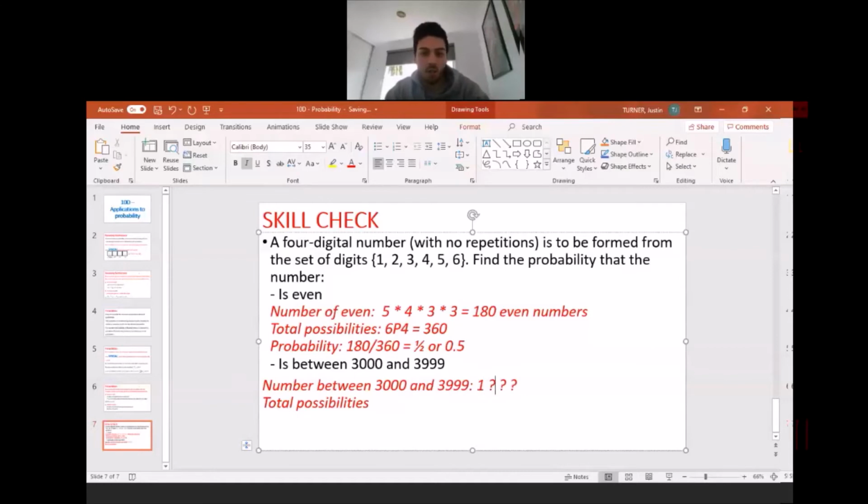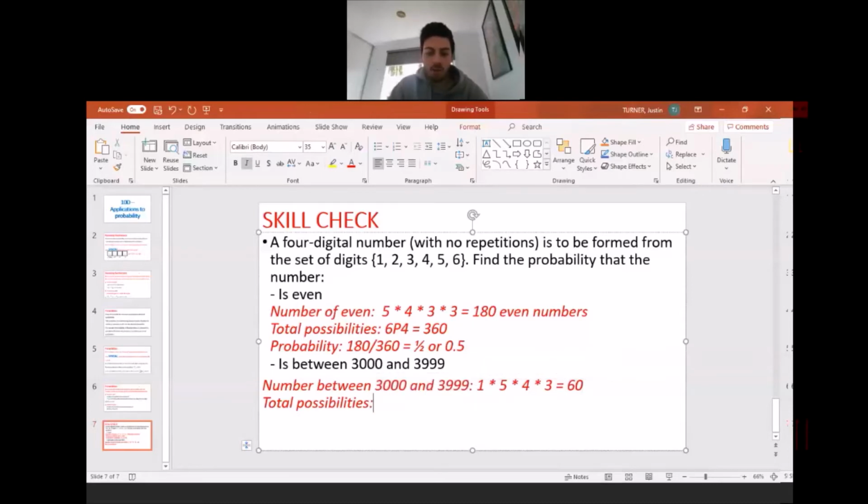Then the second digit can be anything. As long as the first digit's a 3, we have 5 options for the second digit, 4 options for the third digit, and 3 options for the last. We multiply those together, and that gives us 60. So there are 60 different numbers you can make that sit between 3,000 and 3,999.